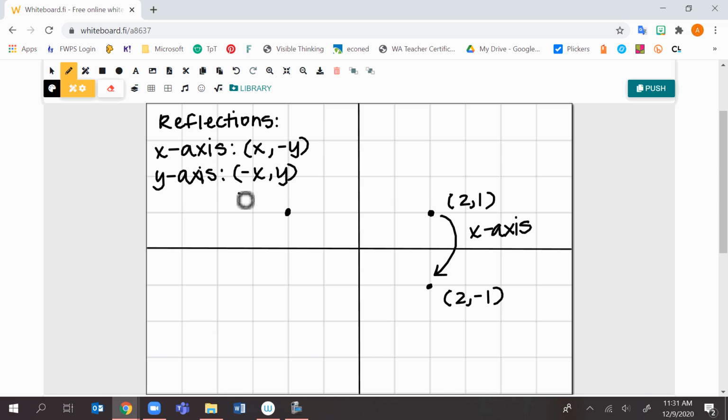Notice how that point stays in line with my original and keeps the same distance away from my y-axis as my original point as well. So those are our two rules for x and y-axis reflections. This is how you would see it visually on your plane with the coordinates there as well.